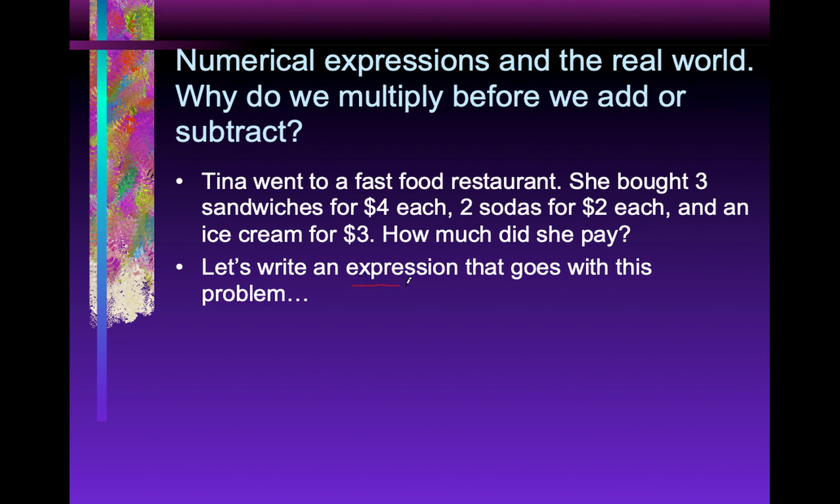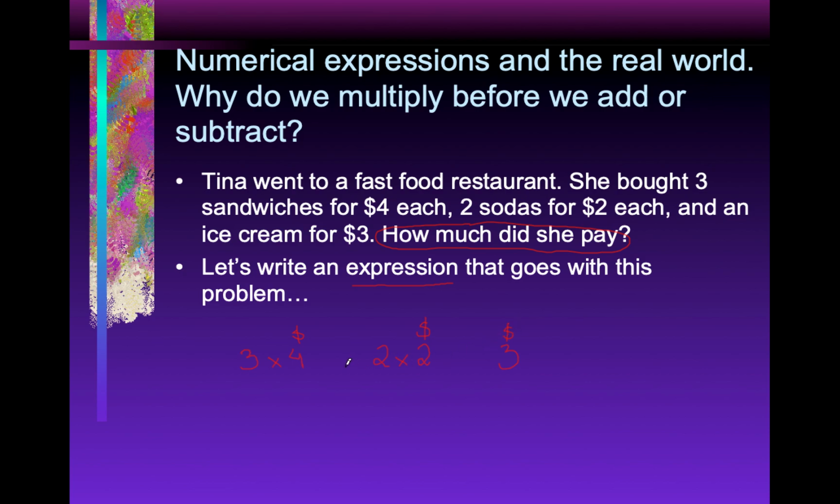So if I'm going to write a numerical expression here to find out how much money she paid, I need to know how much she paid for each one of the items that she bought. So she bought 3 sandwiches for $4, so of course 3 groups of 4. And I know that she spent $12 on sandwiches. And then she bought 2 sodas, and each one cost $2. So I know she paid $4 for the sodas. And on top of that, she paid $3 for an ice cream.